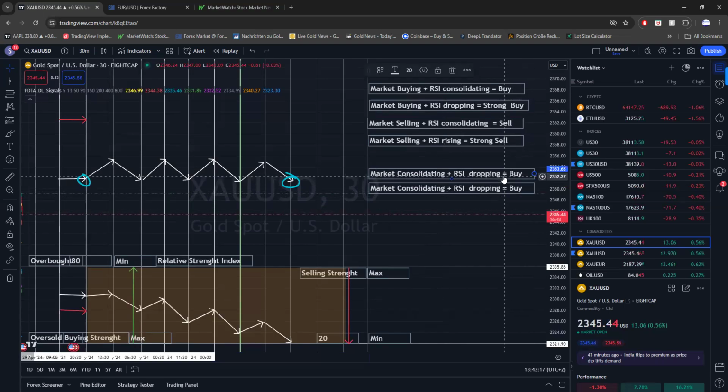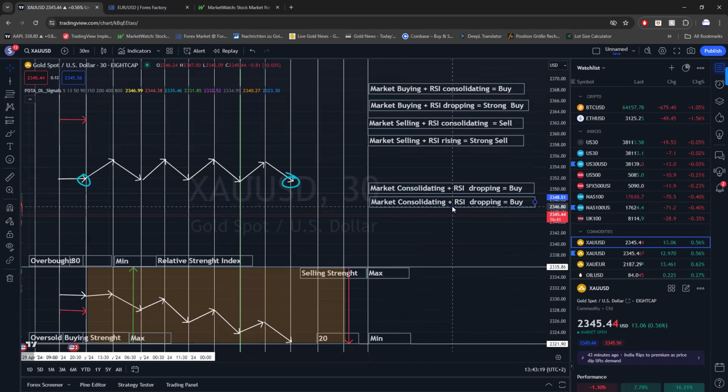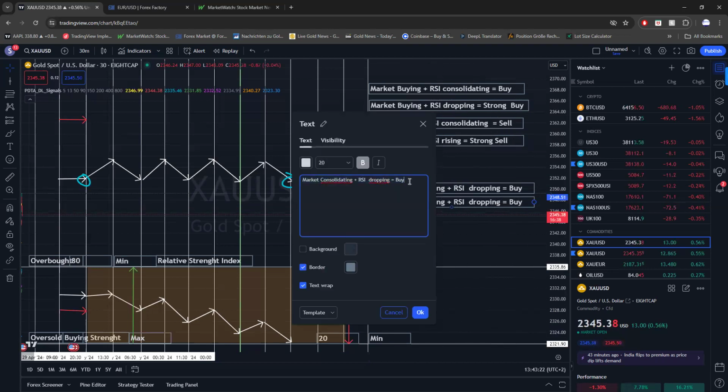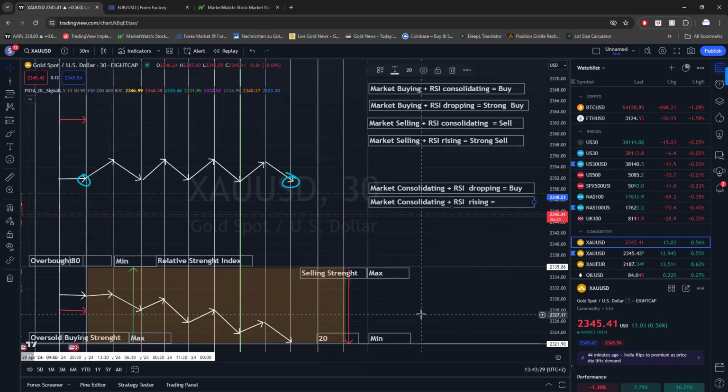And now, same thing. Market is consolidating and the RSI is rising. What does that mean? Some will say, obviously, if the previous one is a buy, this one is going to be a sell. Okay, that is logic. But do you understand? Have you understood the concept behind it? Let's just look at it. Market is consolidating and the RSI is rising.